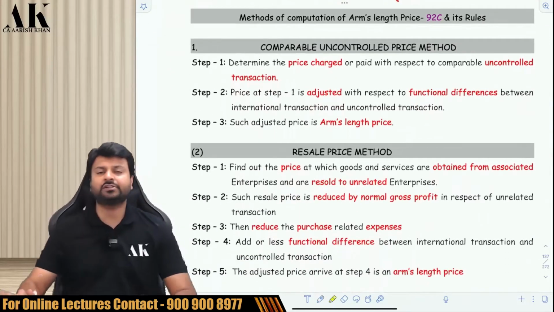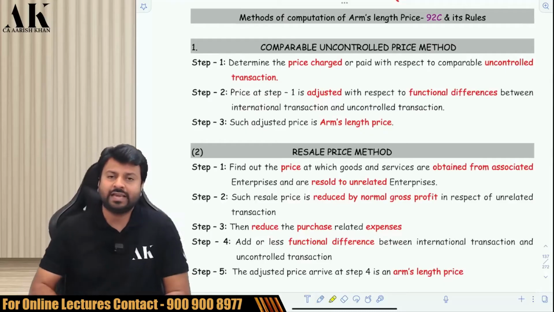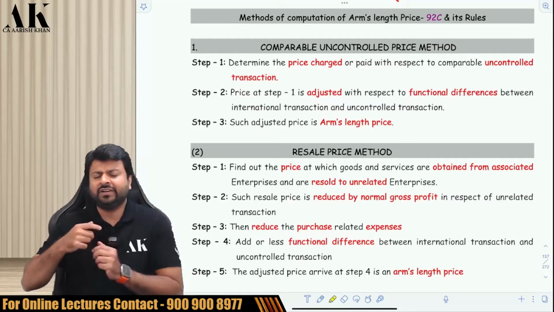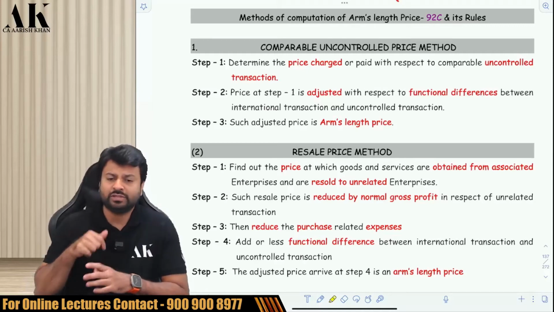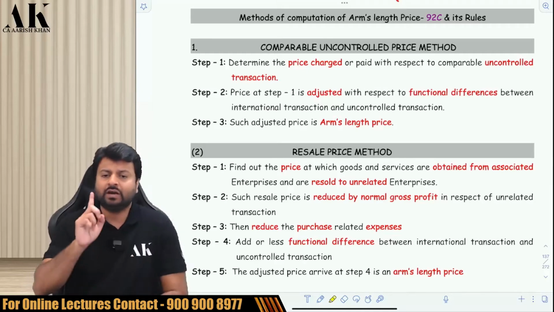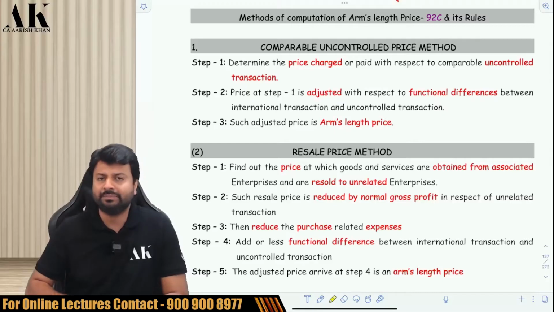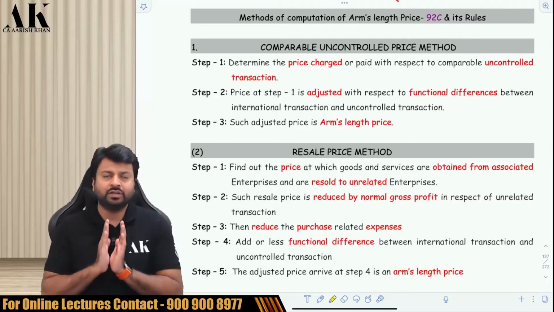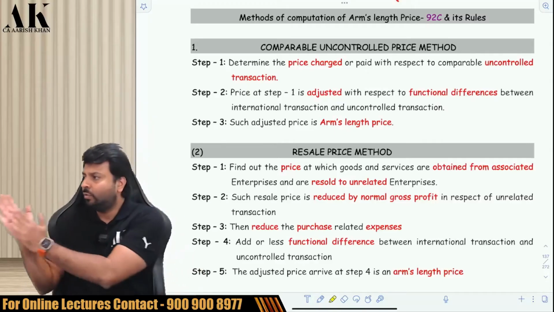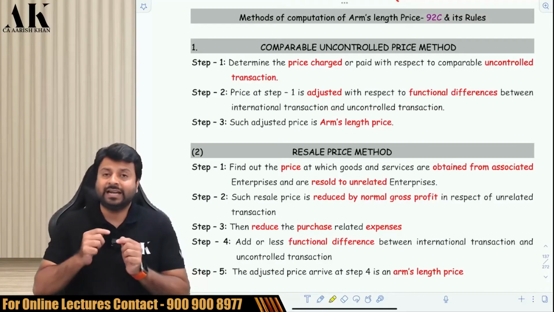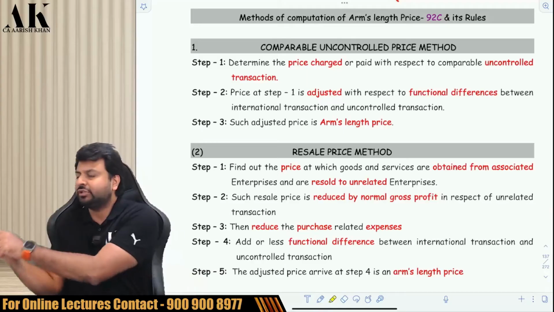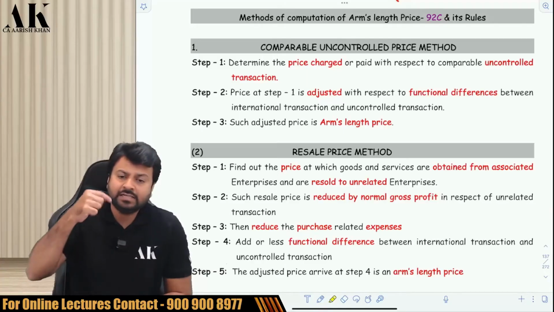Okay. Now let's talk about certain methods which are there under the arm's length price. It is very difficult to explain the methods without the help of an example, but still I'll try my best to explain the steps which are relevant over here. Now, comparable uncontrolled price method. What happens in this method? There are 2 transactions. One is with the associate enterprise, one is with the third party. The one which you are doing with the associate enterprise is a controlled transaction, and the one which you are doing with the third party is an uncontrolled transaction.